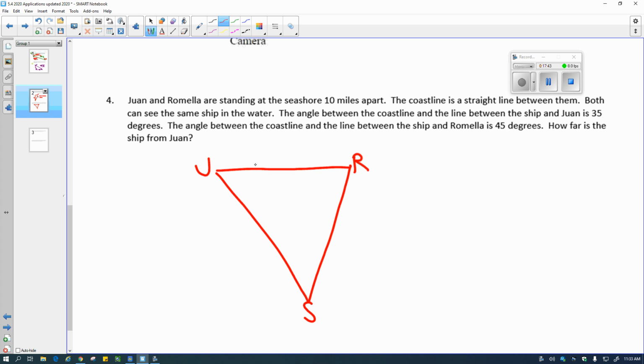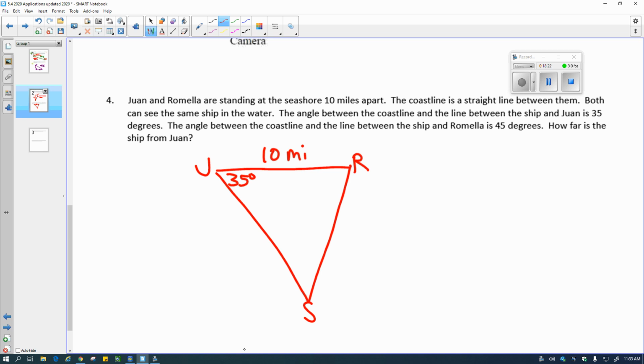So the one thing I do know is Juan and Ramella are 10 miles apart. The next part gets a little tricky, so I have to read carefully. It says the angle between the coastline and the line between the ship and Juan is 35 degrees. So would that be the upper left angle, upper right angle, or bottom angle on my picture? Upper left, yep.